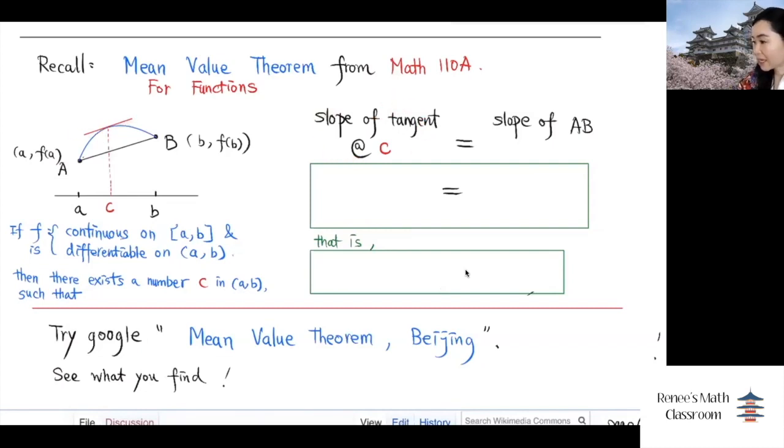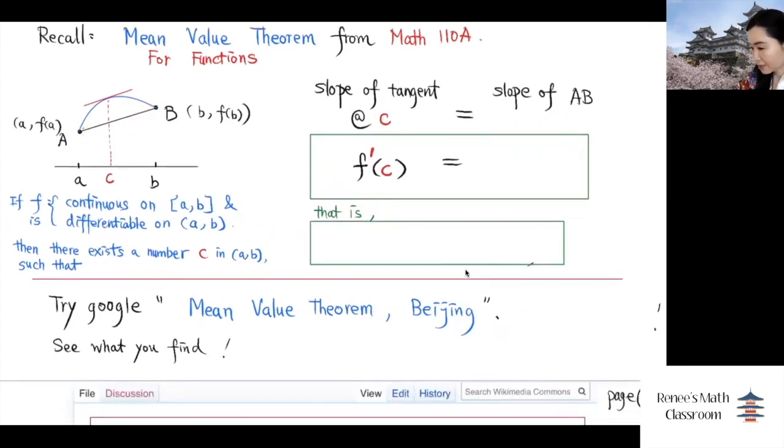So what's the slope of this tangent line at c? Well, the slope of the tangent corresponds to the first derivative of the function. So it's f prime of c. So that's f prime of c right here. What about the slope of AB? What's the slope of this secant line AB?